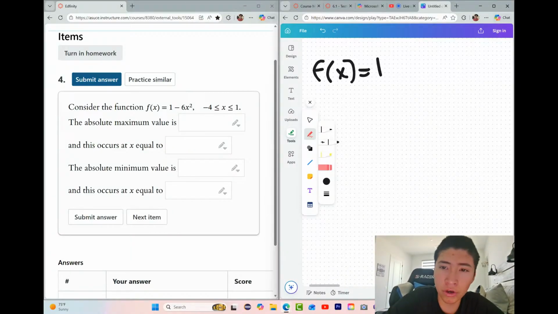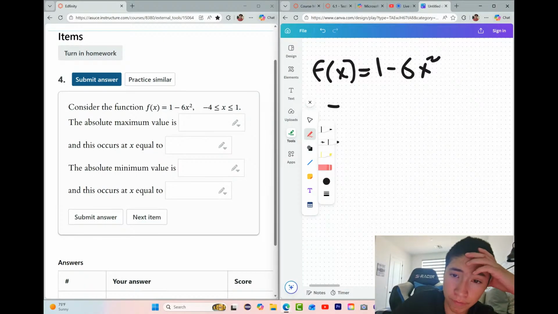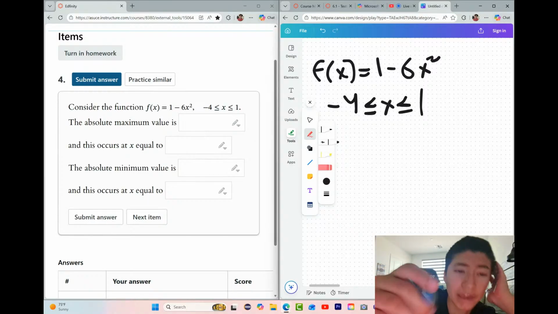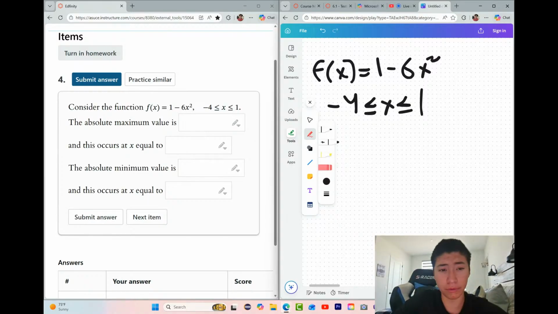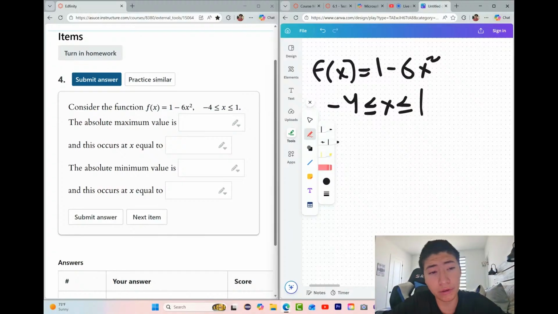F of x equals 1 minus 6x squared, where x is in between -4 and 1. So the absolute maximum value is. How do you find an absolute maximum value? Check the endpoints and the critical point, I think. Wow, I gotta review those videos. Let's see.